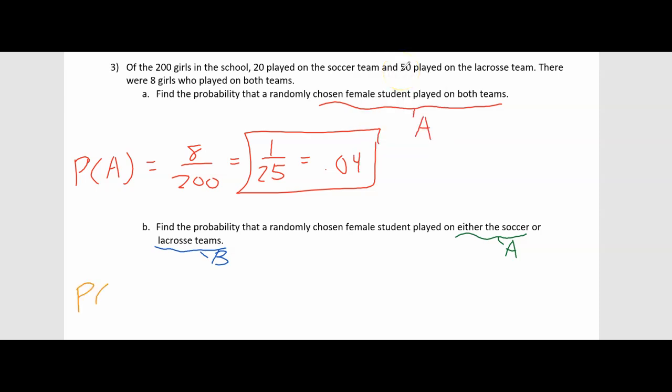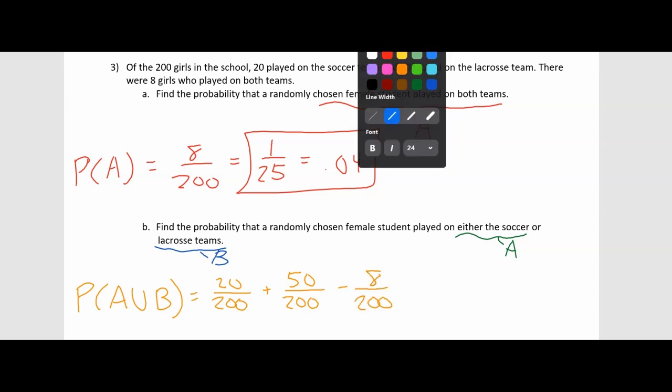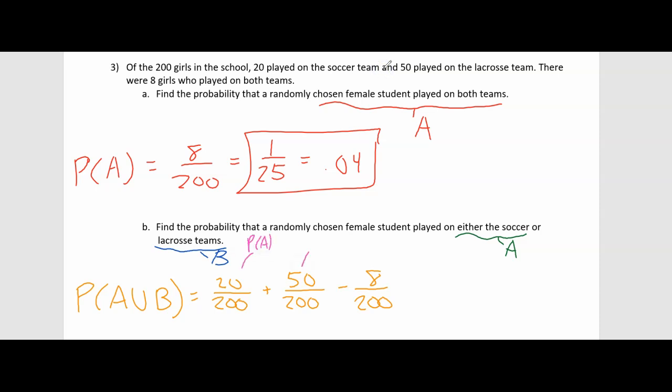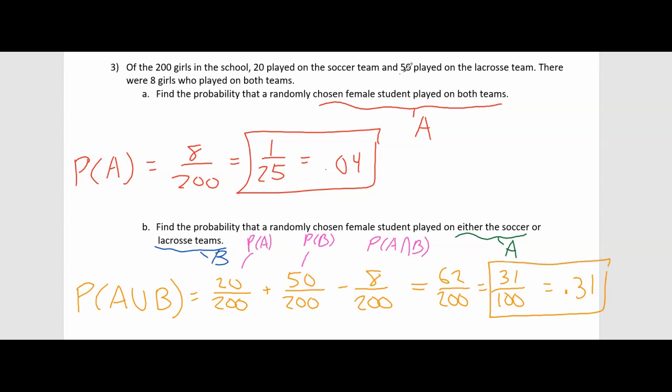So the probability of A or B is equal to the probability of A, which is 20 over 200, plus the probability of B, which is 50 over 200, minus the probability of A and B occurring at the same time, which would be 8 over 200. So we have the probability of A plus the probability of B minus the probability of A and B. Well, 20 plus 50 is 70, minus 8 is 62, so 62 over 200. We simplify, we get 31 over 100, or we could also write that as 0.31. So the probability of picking a female that plays on either team would be 0.31.